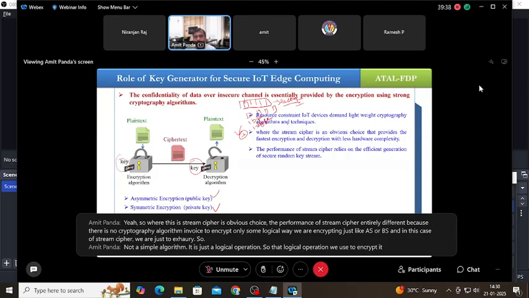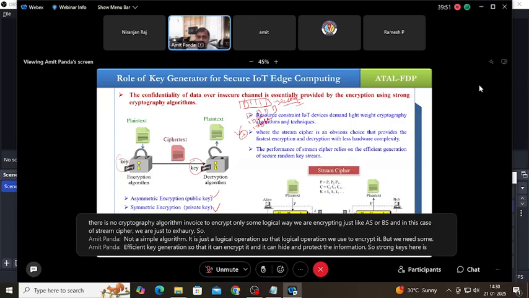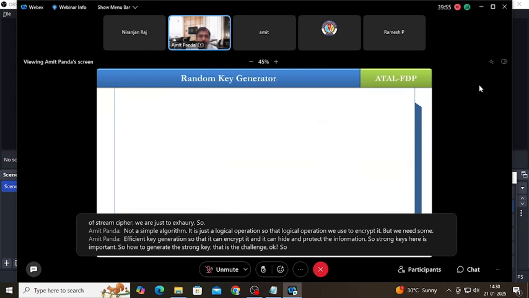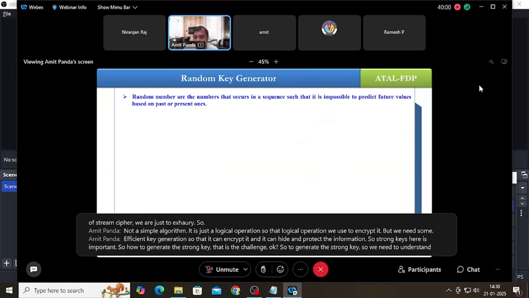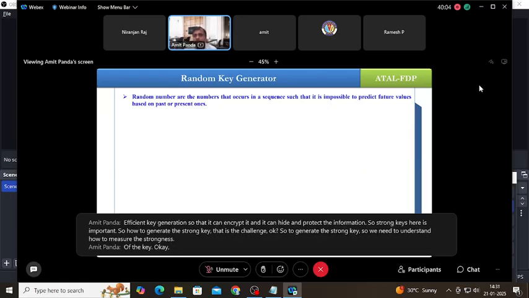But we need some efficient key generation so that it can encrypt and hide and protect the information. So strong keys are important here. How to generate a strong key, that is the challenge. To generate a strong key, we need to understand how to measure the strength of the key. That comes under the properties.